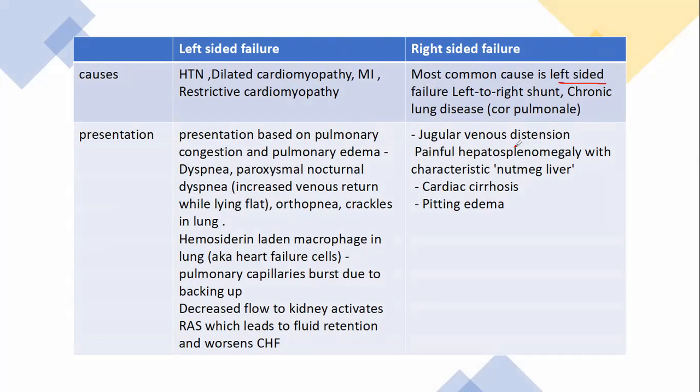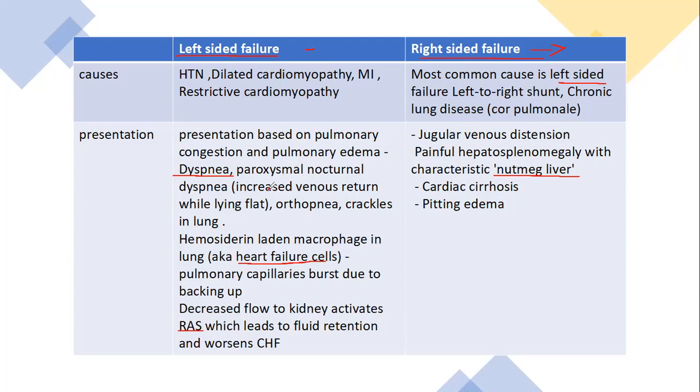Also please remember the nutmeg liver. The presentation of right-sided heart failure is mainly due to venous congestion, but the lungs are spared in this case. But in the left side, it is mainly due to pulmonary congestion, with dyspnea being the earliest and the most significant clinical presentation. We also remember heart failure cells in the lungs, not in the heart. And the activation of the RAS will exacerbate the pulmonary edema.